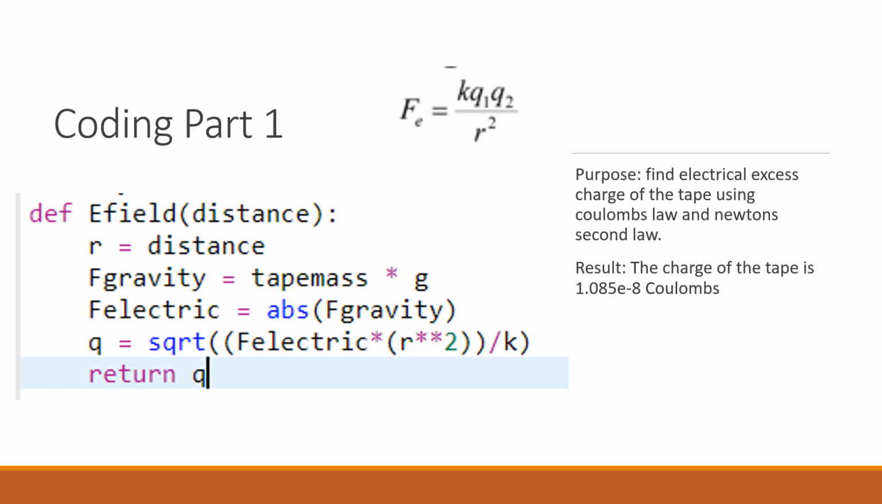And down there you can see what the model looks like. For the coding, we made a function to calculate charge based upon our data, and as you can see there, that is how that was done. And that is how we found that the resultant charge was 1.085 e to the negative 8 coulombs, found by running that code.